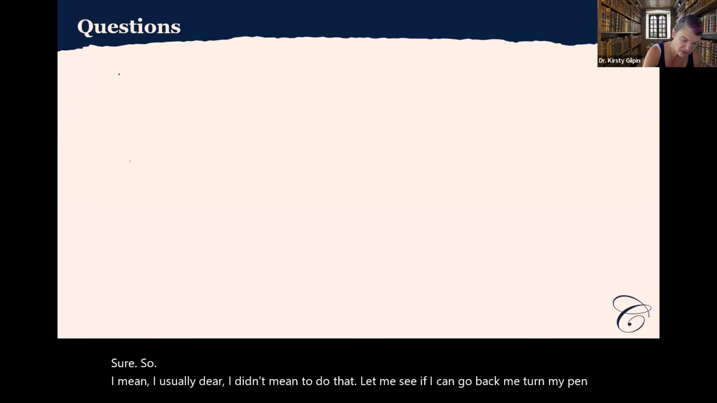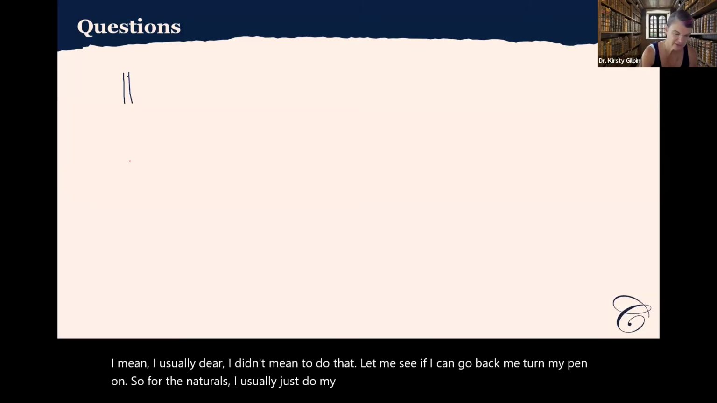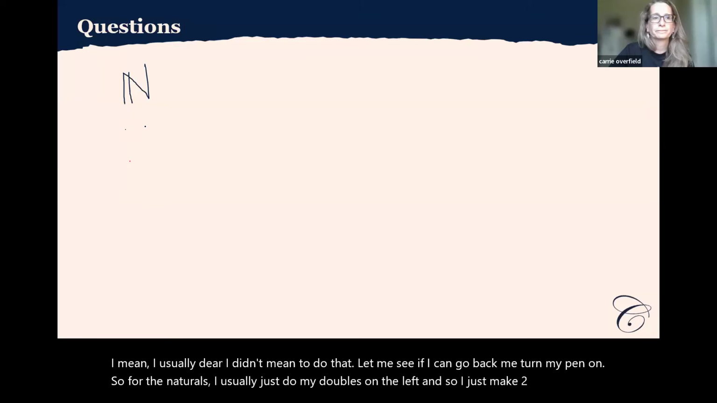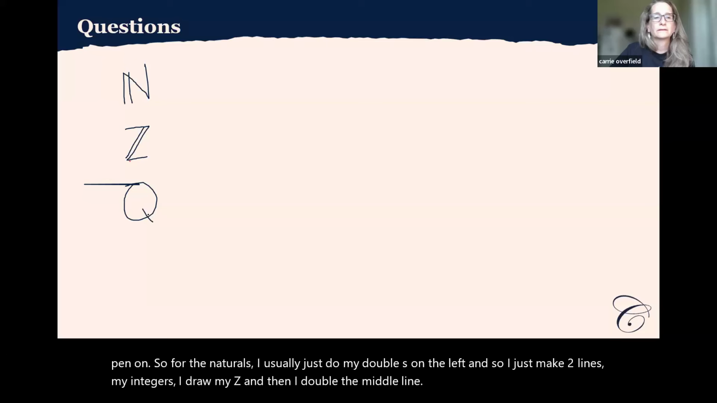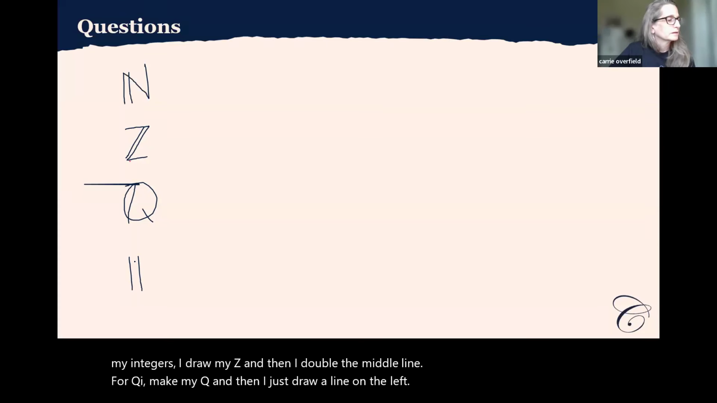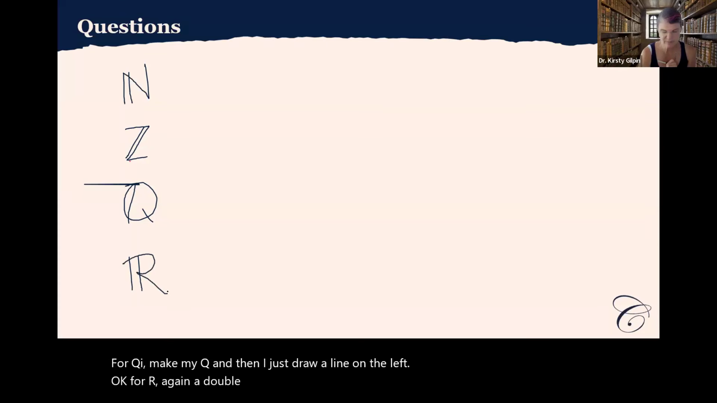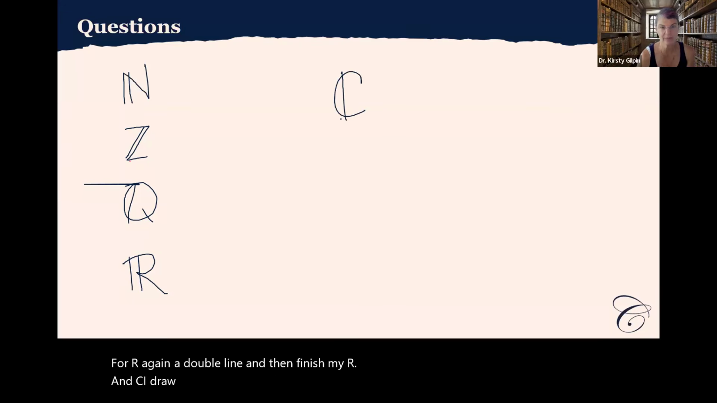So for the naturals, I usually just do my N, and I just make 2 lines. My integers, I draw my Z and then I double the middle line. For Q, I make my Q and then I just draw a line on the left. Okay. For R, again, a double line and finish my R. Right. And C, I draw my C and I draw my line on the left. Okay.